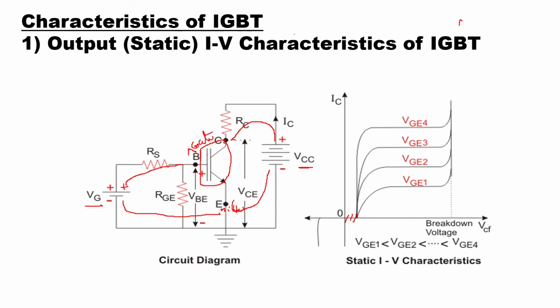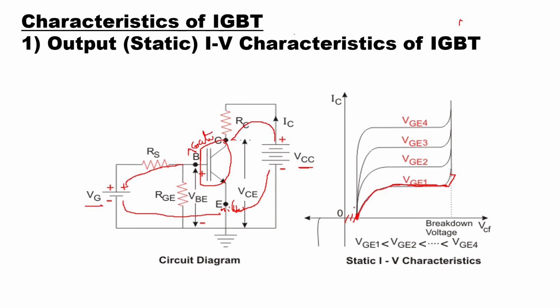But as the gate voltage reaches the threshold voltage, the current will start flowing. There will be a channel between your collector and emitter, and there will be a flow of current which will remain constant for some time and then go into saturation.